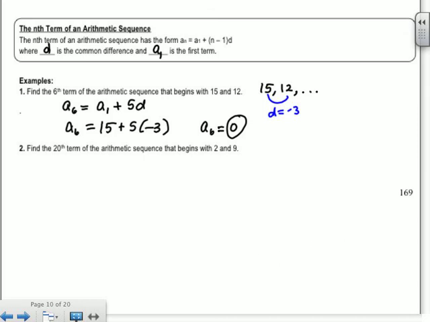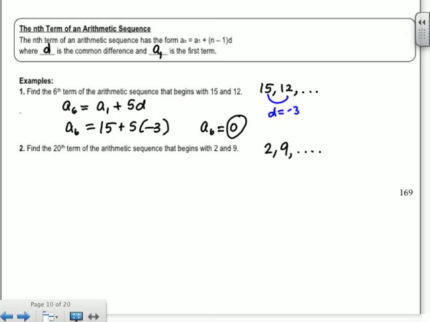All right, so find the 20th term of the arithmetic sequence that begins with a 2 and a 9. So you guys try this one. You're starting with 2 and 9. So think about your first term, common difference, all that. So D is 7 in this case, you're adding 7. Because you're getting the sixth term, 6 minus 1 is 5.